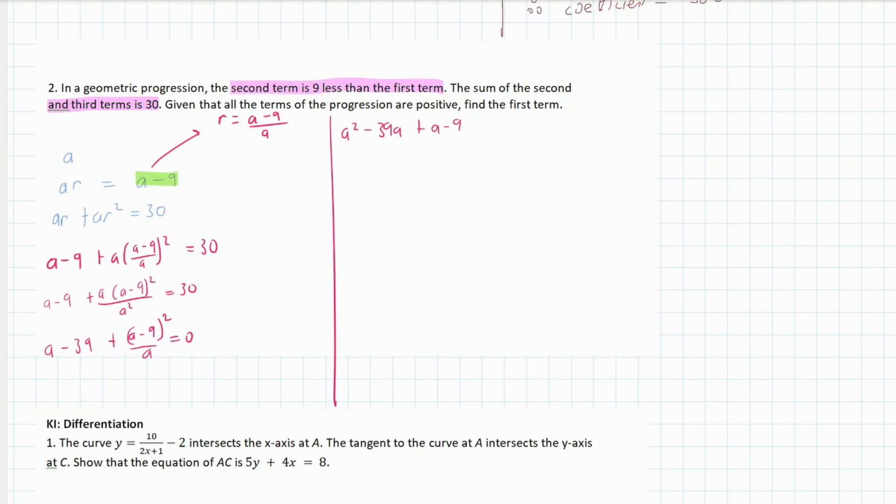Oops, sorry, that should be squared there. Now I will open up that bracket, so I'll get A squared minus 18A plus 81 equals 0. And then I gather my like terms, so I've got 2A squared minus 57A plus 81 equals 0.